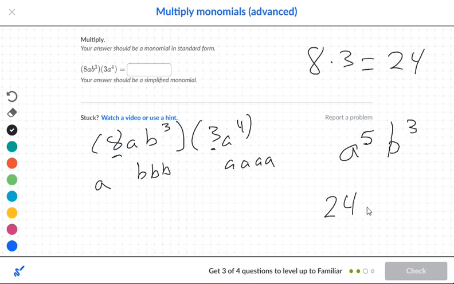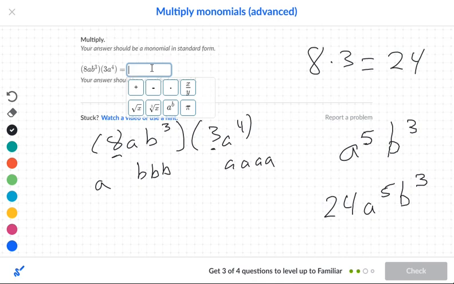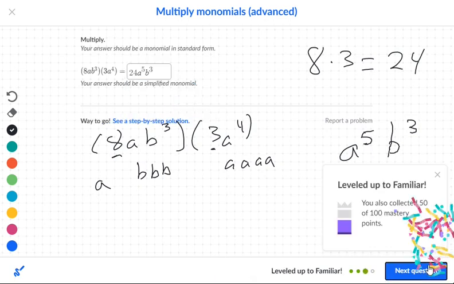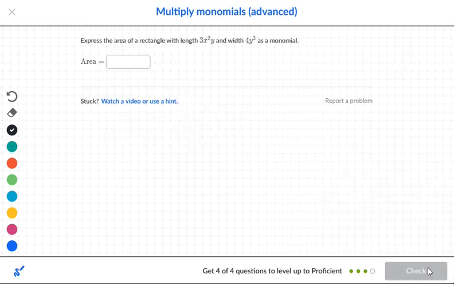So we did not increase the total of the b's. So let's put these together. So we have 24a to the 5th and b to the 3rd. So let's type this in. So let's go 24. Let's go letter A. Let's press the AB key. So the AB key is 5. Press your space bar. Press the B, but now we need the B to be to the 3rd power, so press the AB key to make it 3. So let's check this. So let's move on to the next one.